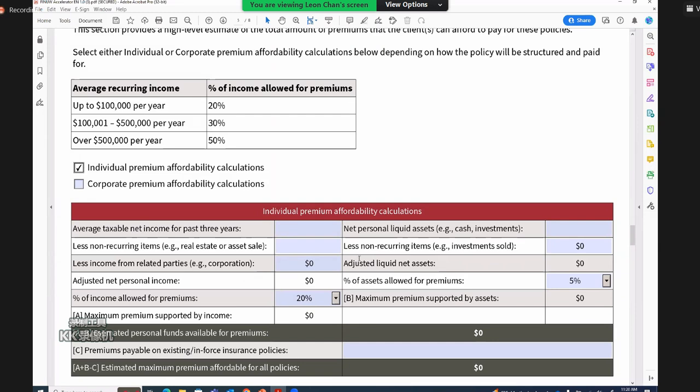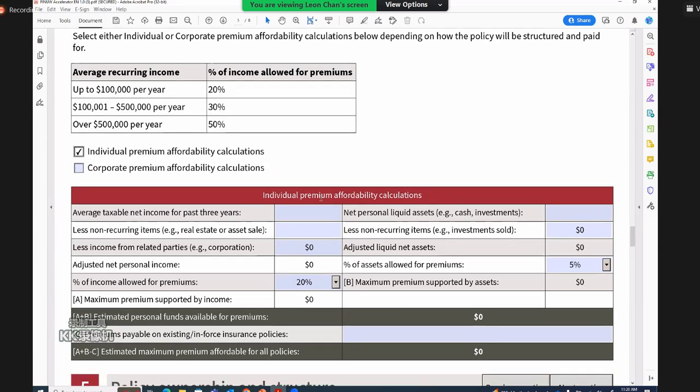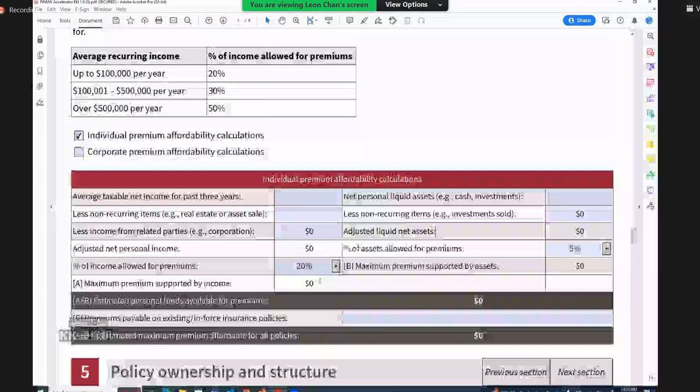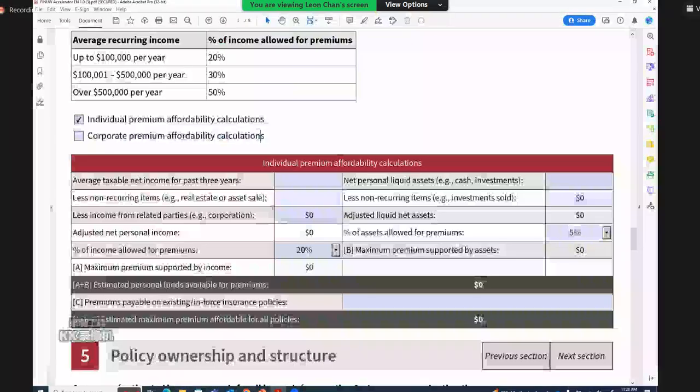So how the affordability calculations normally work, usually they take income as an understanding of potentially how much you're generating, which can help in offsetting the cost of that policy, of course. But also looking at whether they have other assets on hand, liquid assets. And if they do, can a certain portion of this potentially be used to pay for that life insurance premium? It's more of a diversification of your assets from one asset class to another, right? That is in both the individual and corporate premium affordability calculators.